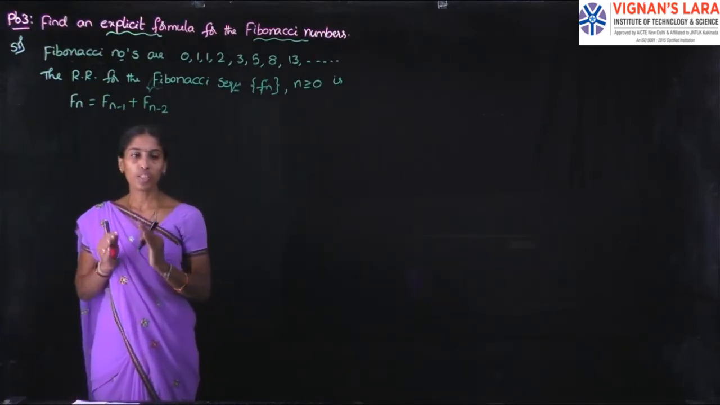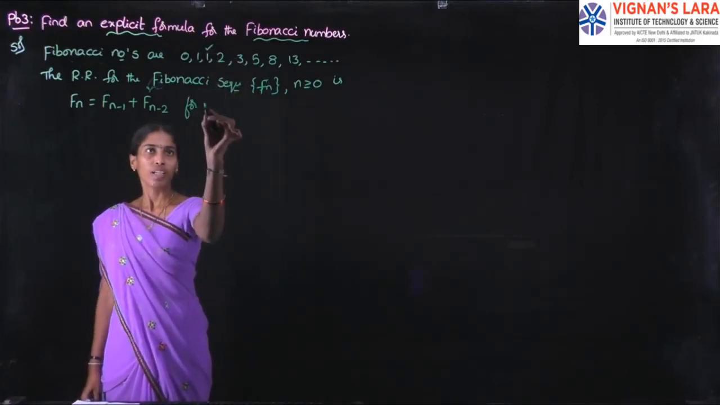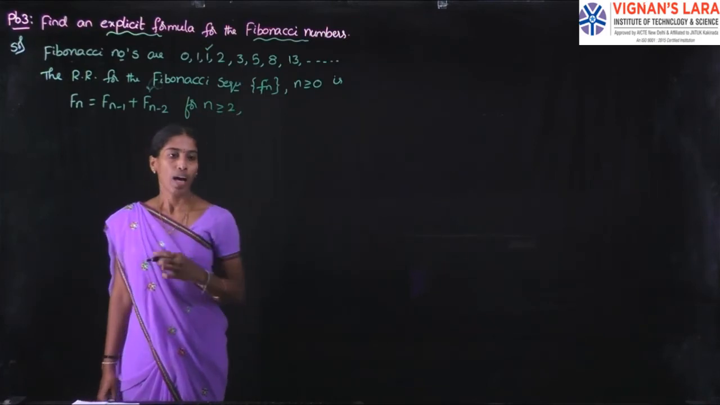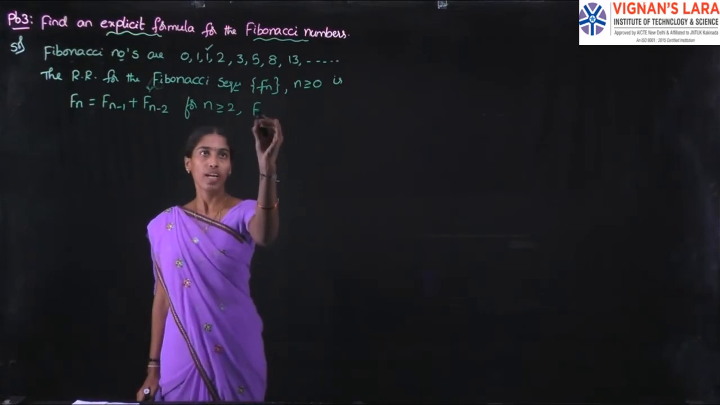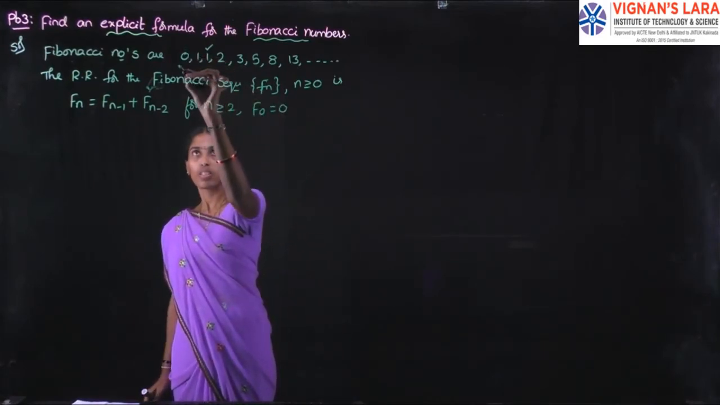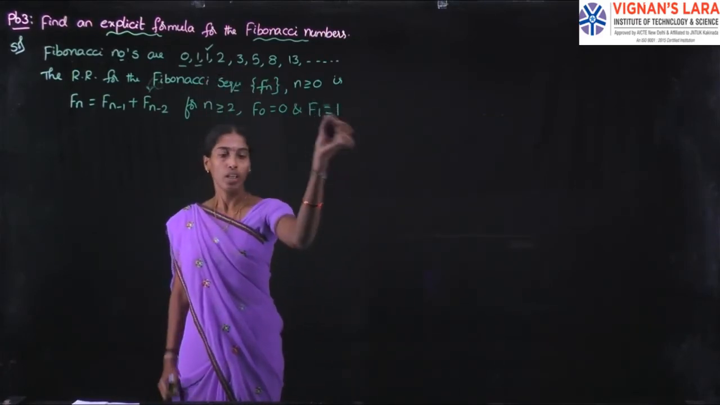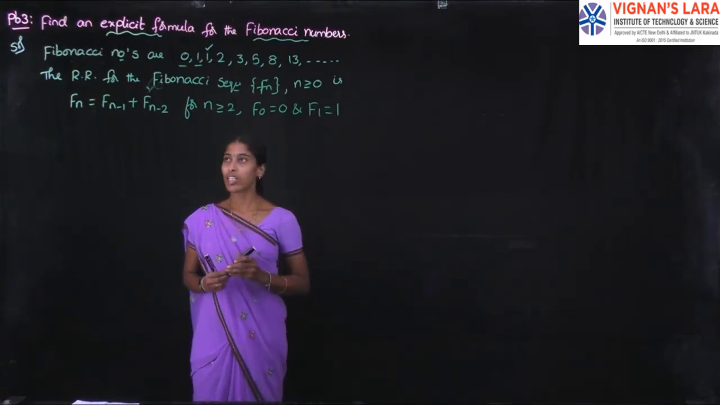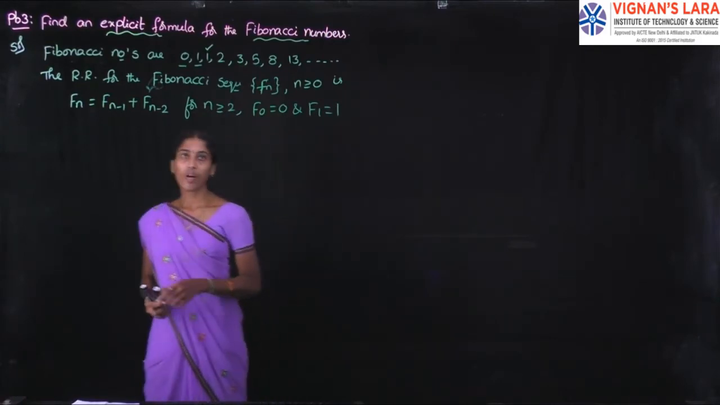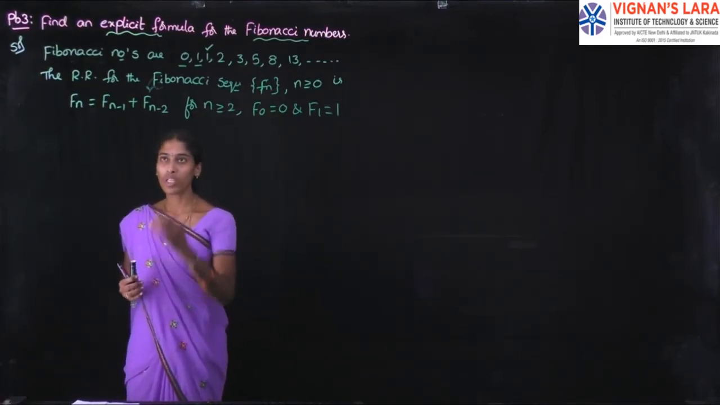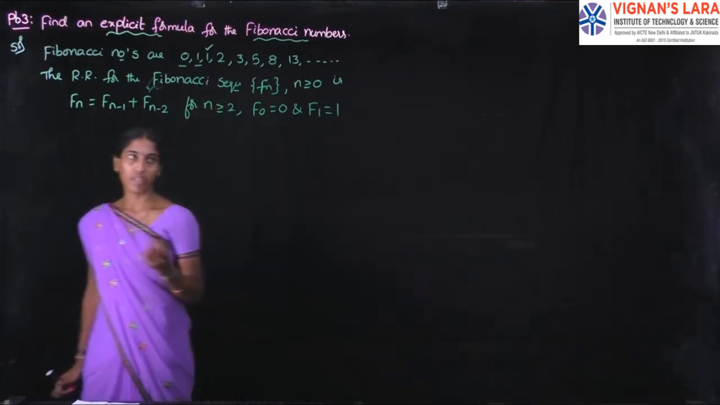So from which term are we starting? From this term, right? For n greater than or equal to 2, we require the starting two values of the Fibonacci sequence. So we take F0 equal to 0, and F1, what is this value? The next value, 1. So we have to construct the recurrence relation using the terms of the Fibonacci sequence, right? Now we have to find its solution. The solution of this recurrence relation gives us the explicit formula for the Fibonacci numbers, right?